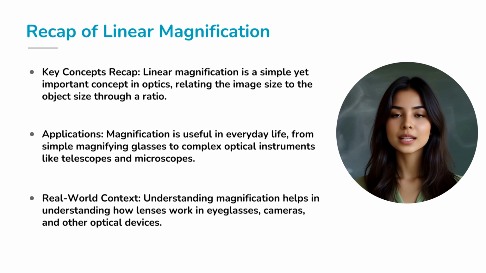Alright friends, let's take a moment to wrap up everything we've learned about linear magnification. Linear magnification is a simple yet powerful idea in optics. At its core, it tells us how the size of an image compares to the size of the object. Whether the image appears bigger, smaller, upright, or inverted, all of it comes back to this single ratio of image size to object size. But it's not just theory.